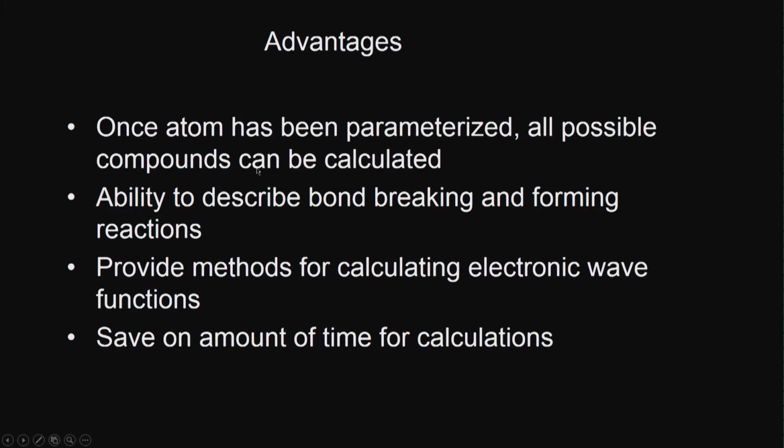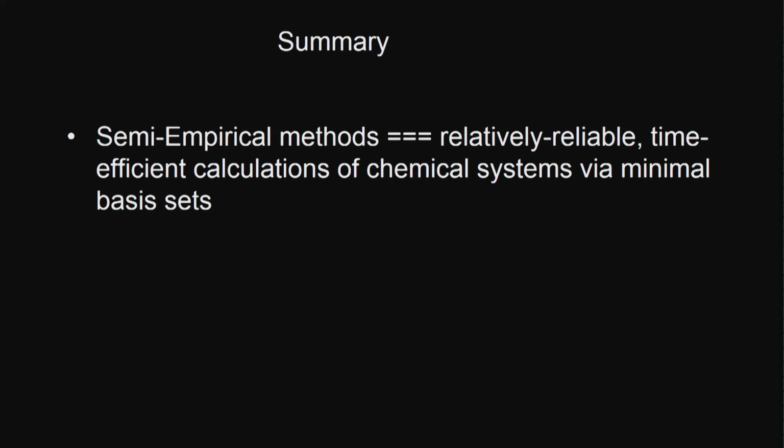And of course, it saves a lot of time for calculations, although it is quantum mechanics, it is much faster. So, we get a lot of information, but with less amount of time. So, that is the advantage of using semi empirical methods. Okay. So, semi empirical methods are relatively reliable, time efficient calculations of chemical systems via minimal basis set. So, that is the main advantage of a semi empirical method.